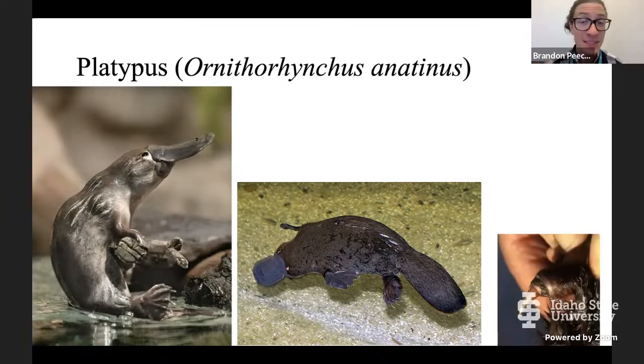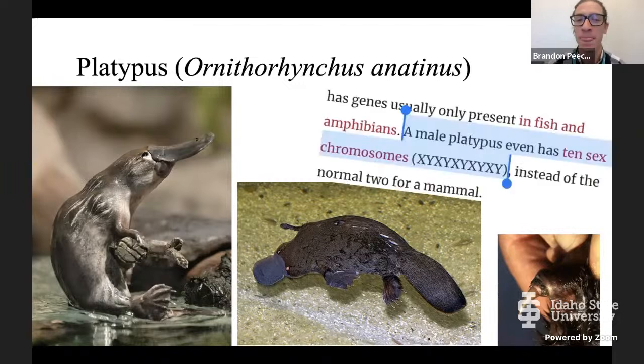Males are venomous, and I think it's only the males. There's a spine on their ankle, so one of their heel bones, one of their tarsal bones has evolved this long spine that has venom in it. So this is one of the few venomous mammals on top of being like a little beaver thing with a duck face.